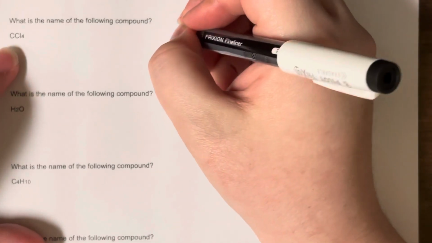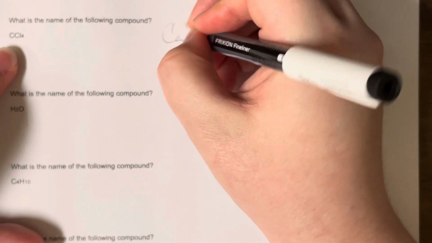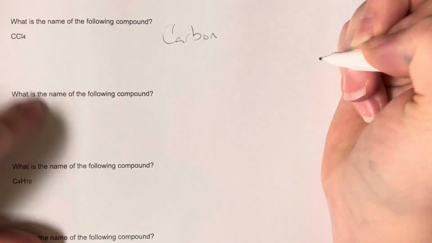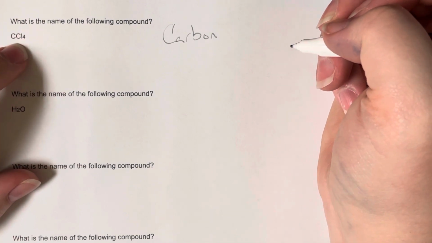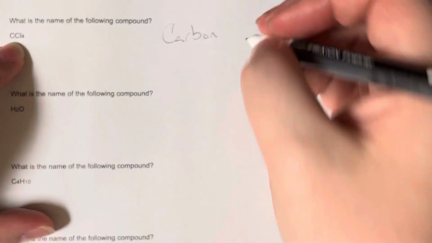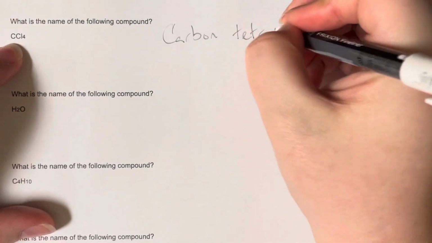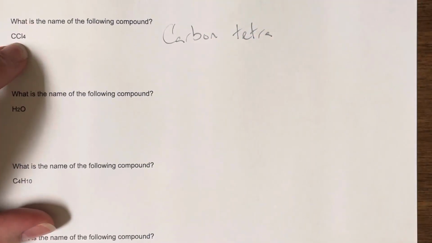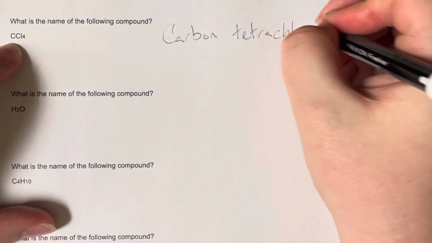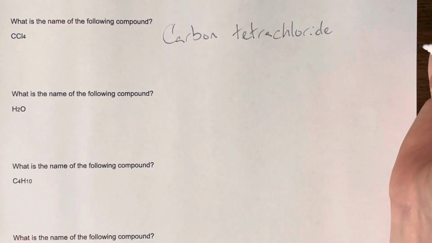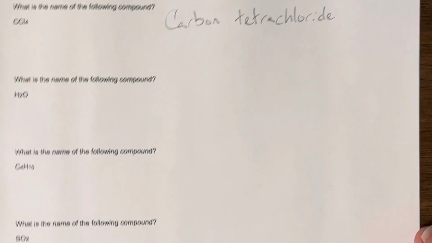So my subscript for carbon is an invisible 1. The prefix is mono, but I don't use it unless it's oxygen and in the second position. So all I have to do is just name carbon. And then for chlorine, I have a subscript of 4. So I need the prefix for 4, which is tetra. And then chlorine needs to change its suffix to "-ide." So my final name would be carbon tetrachloride.